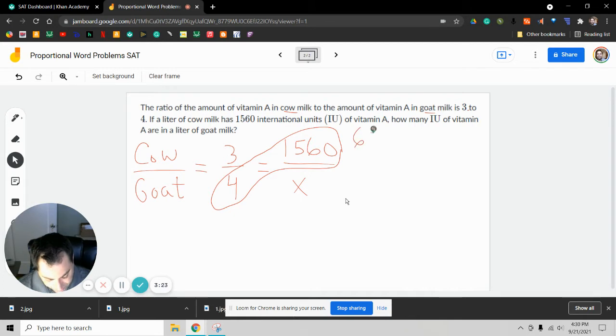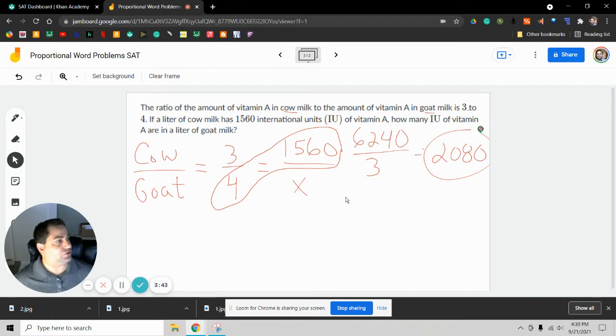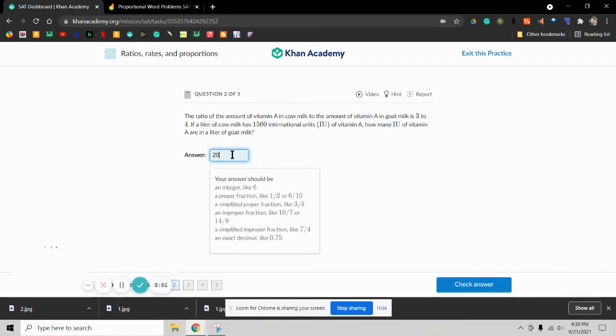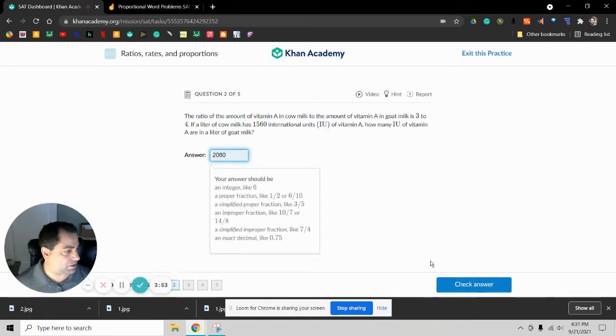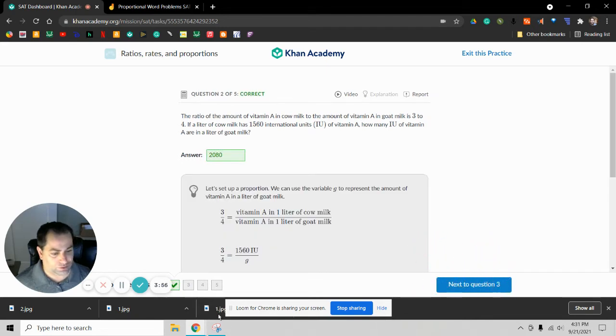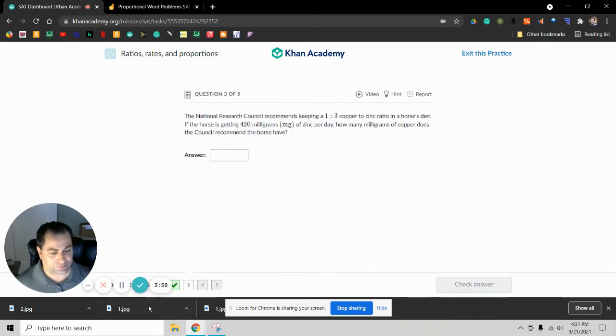6,240. We're going to divide by the number we didn't use. We didn't use 3. 3 into 6 goes twice. 3 into 2, no. 3 into 24 goes 8. So we're looking at 2,080. 2,080 units of vitamin A in goat milk. Good. Let's take a look at question number 3.